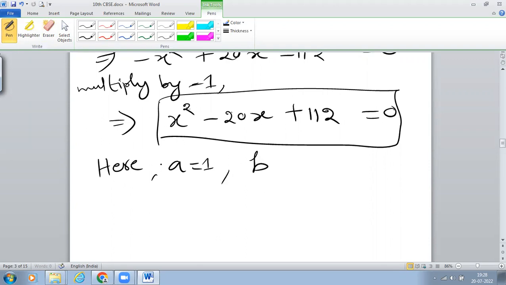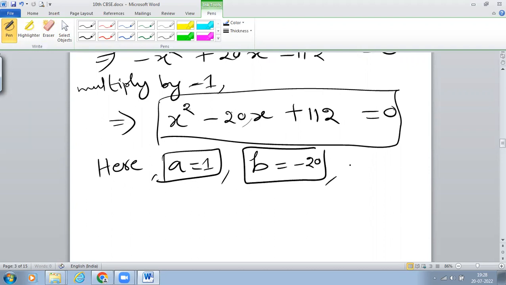What is the b value? Minus 20. The coefficient of x is b, that is minus 20. What is c? Plus 112. Simply we can write 112. So we know the a, b, c values. To check whether this condition is possible, we have to find the discriminant value.